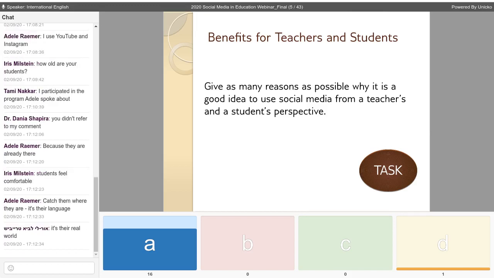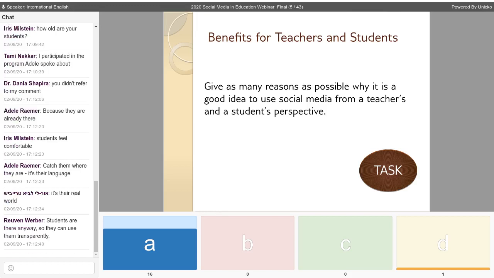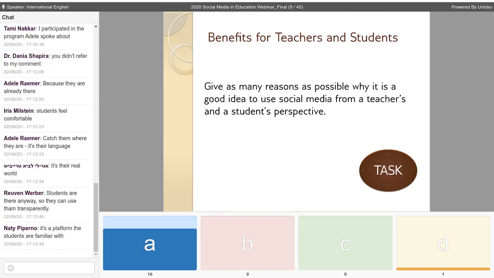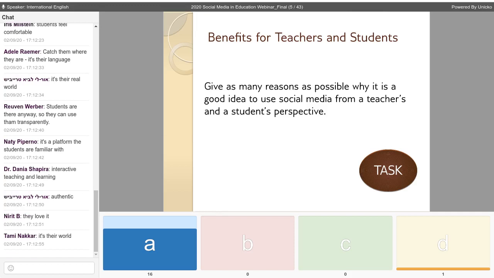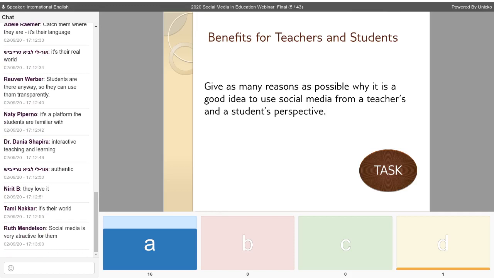All right, students feel comfortable, Iris. That is correct. Adele, catch them where they are. It's their language, absolutely. It's the real world. Ruben, students are there anyway, absolutely. Natty, it's a platform that students are familiar with. Absolutely. Nirit, they love it. Tammy, it's their world. Ruth, social media is very attractive for them, absolutely.